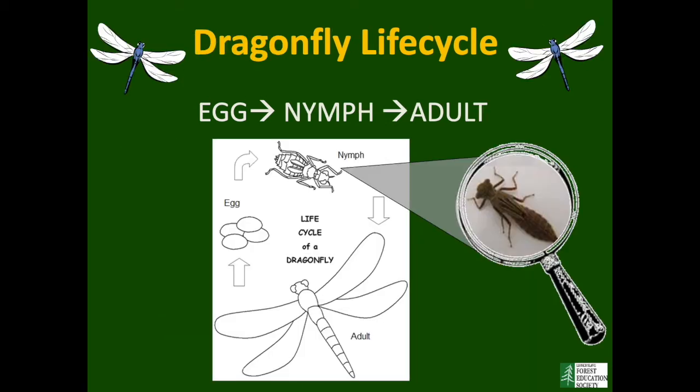Now we're going to take a look at the life cycle of a dragonfly. Dragonflies have three life stages: egg, nymph, and adult. Dragonflies lay their eggs on plants or in the water, and then they hatch into fierce nymphs. Nymphs are very good hunters and will eat almost anything that moves in the water. They like to eat mosquito larvae, other dragonfly nymphs, and even tadpoles if they can get them. They'll keep hunting and eating as nymphs for up to 4 years before they're ready to climb up out of the water and turn into an adult dragonfly.